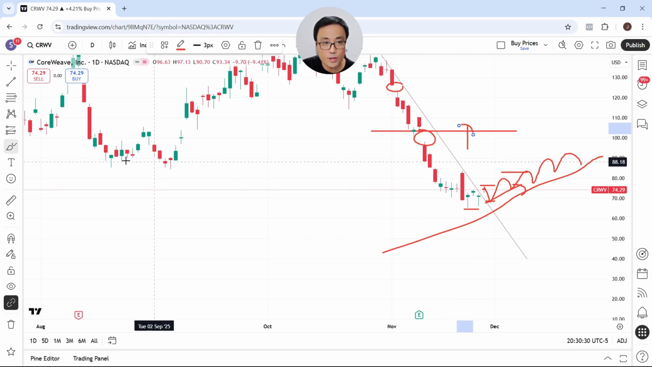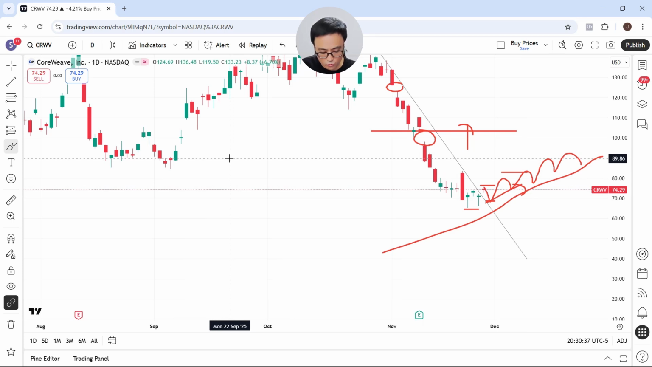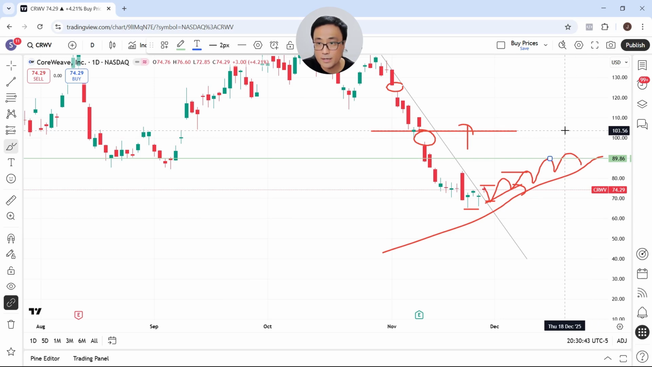And of course, we have another local support line here. I can draw a horizontal support here at about 90. And then we have the air pocket here at about 104. So there's a lot of room for price to go back up to 90 to 104.